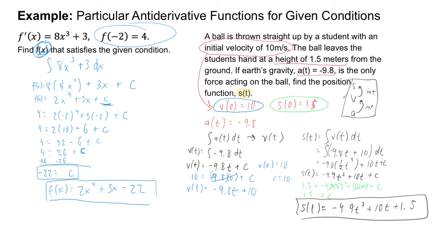So this will probably look familiar to those of you that took physics, because the general kinematics equation you should see is that h of t is equal to negative 1/2 gravity times t squared plus the initial velocity times t plus the initial height. So that looks like it makes sense where the initial height is 1.5, the initial velocity is 10, and then half the gravity is 4.9. So just some connections there.